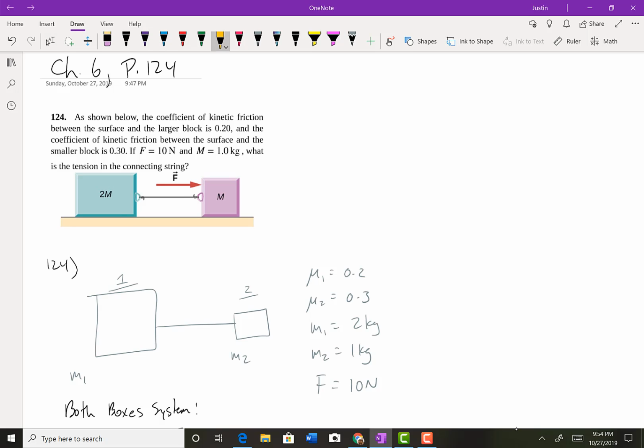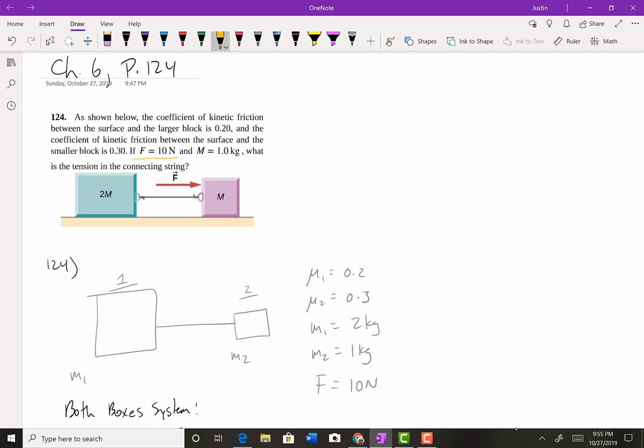Okay, 124 says, as shown below, the coefficient of kinetic friction between the surface and the larger block is 0.2. So coefficient between here and the floor is going to be 0.2, and the coefficient of kinetic friction between the surface and the smaller block is 0.3. So that's this right here, which is also why I got this right here. I'm calling this block 1 and this block 2, hence why it's got M1 and M2 here. All right.